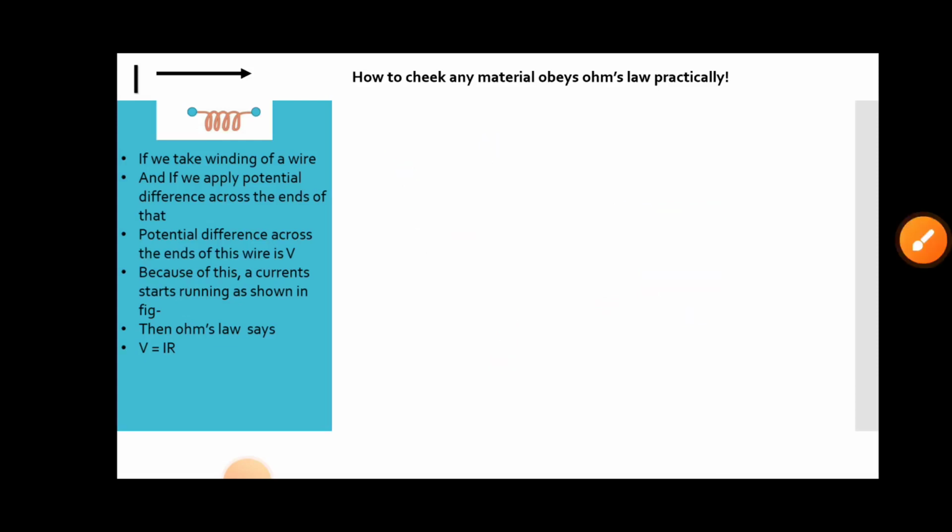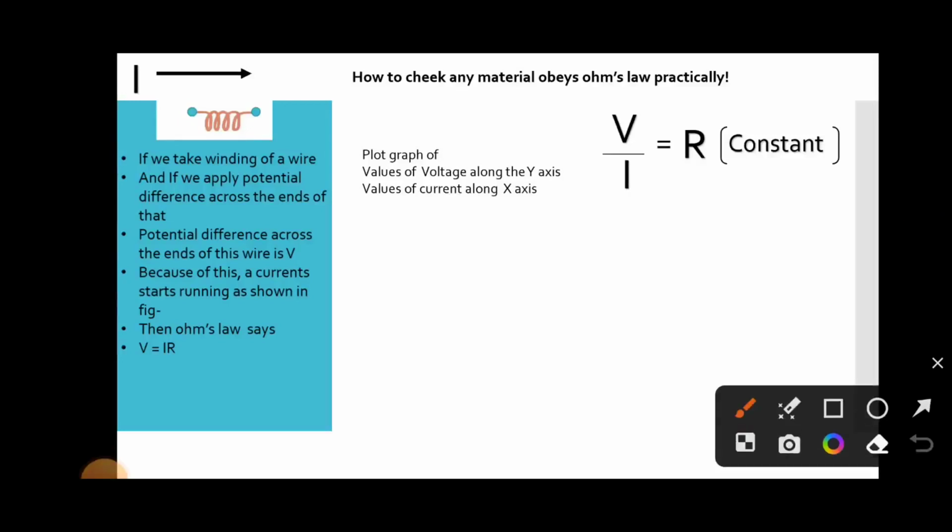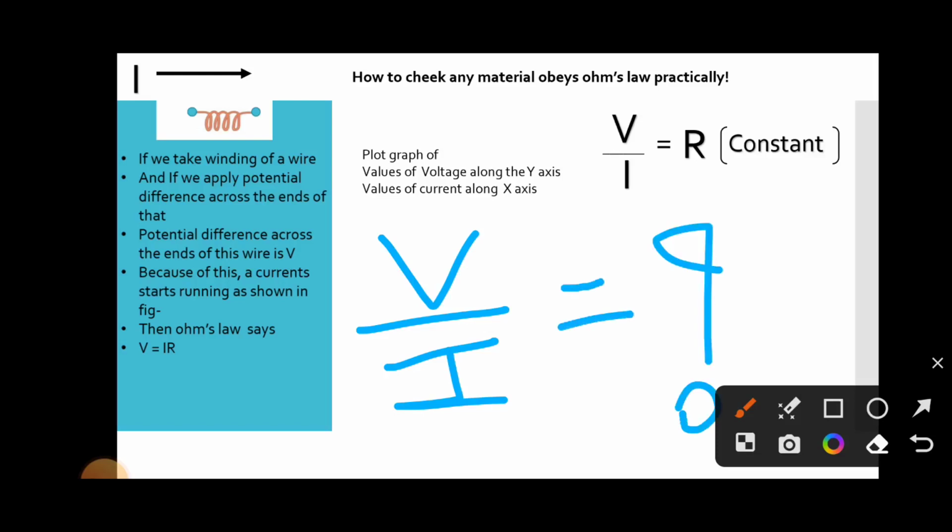So, if we plot a graph of the values of voltage along the y-axis and the values of current along the x-axis, here V divided by I is equal to R. To check whether the material follows Ohm's law, we need to check whether the ratio of voltage and current through that material is constant or not.